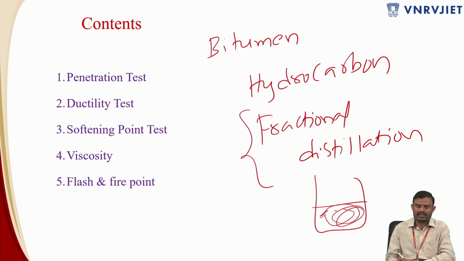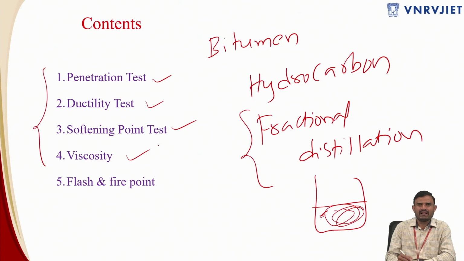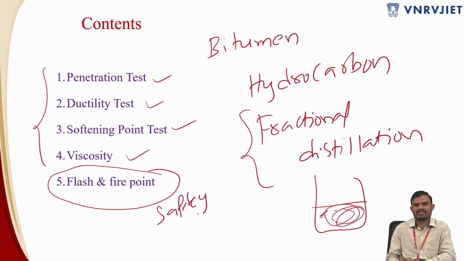I'm not going to go into the chemistry of the bitumen. We are looking at the different tests that we are going to conduct on the bitumen. The first four tests are the penetration test, the ductility test, the softening point test, and the viscosity test. These are consistency tests of the bitumen, as they deal with the characteristics of flow. The last one is the flash and fire point test. This is a safety test, unlike the other tests we have mentioned.